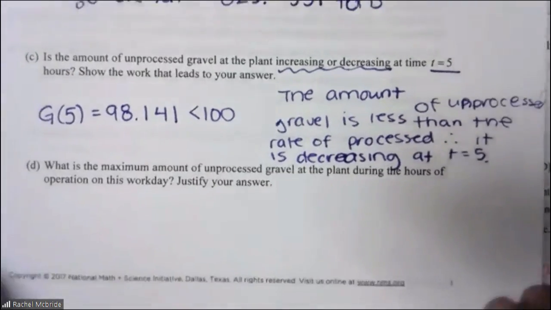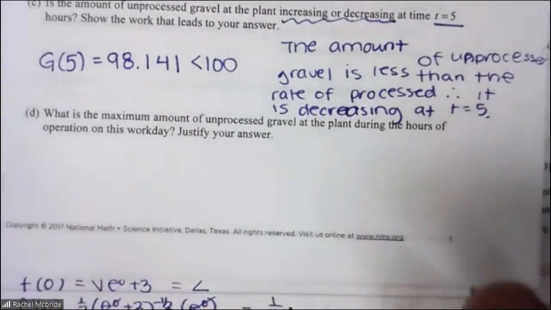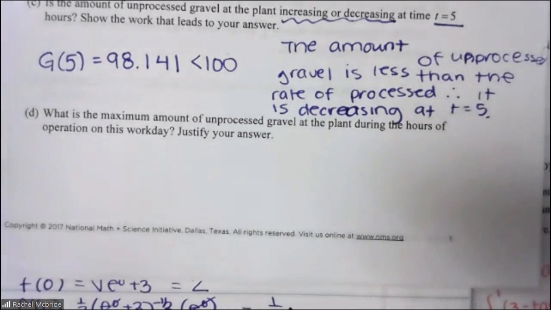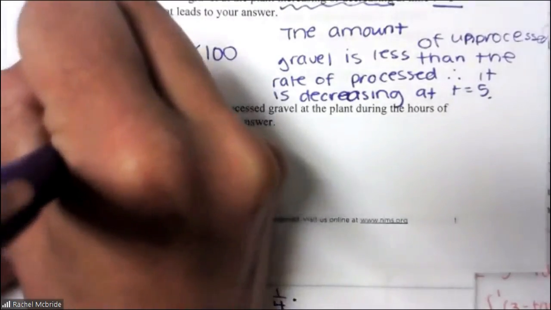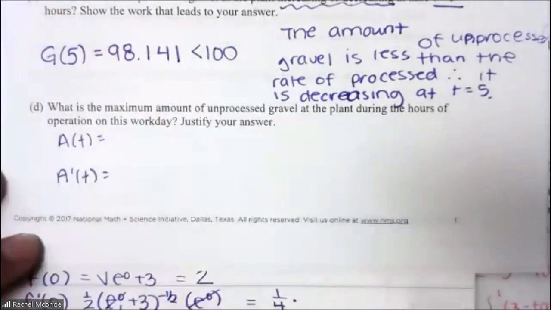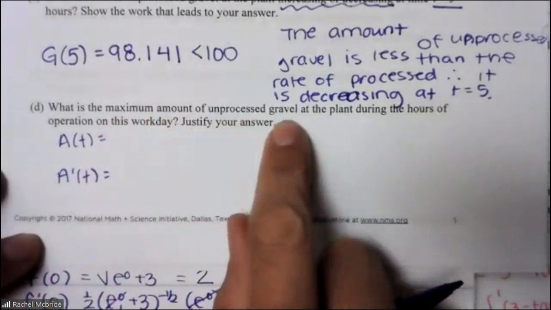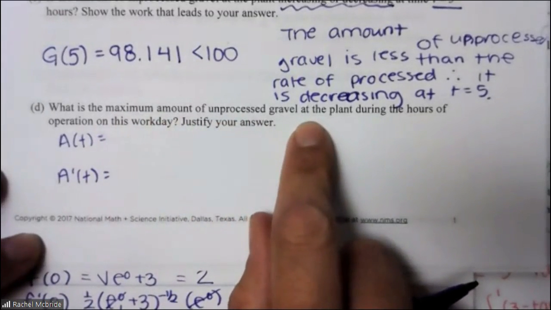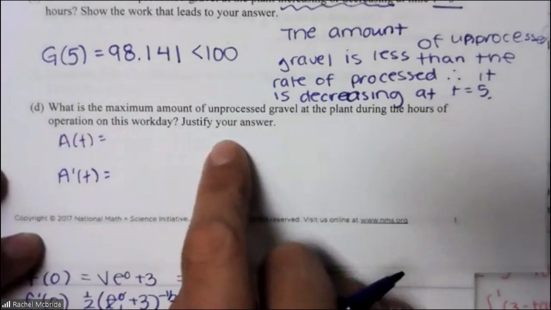And then the last part, this is hopefully for you, the connections being made. It's going to be your FTC or your net change, because it says what is the max amount. So now we're talking about amount, so that's a new function. So we're making a new function. What is the max amount? So I'm going to need to know the derivative of my new function. What is the max amount of unprocessed gravel? So that's my G at the plant during the hours of operation on this day.